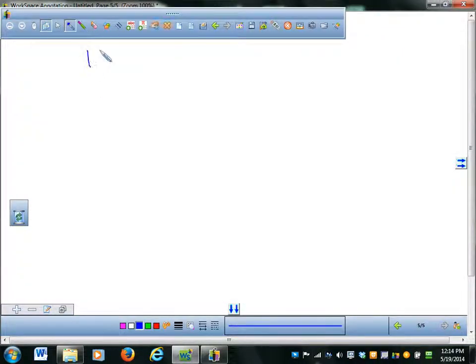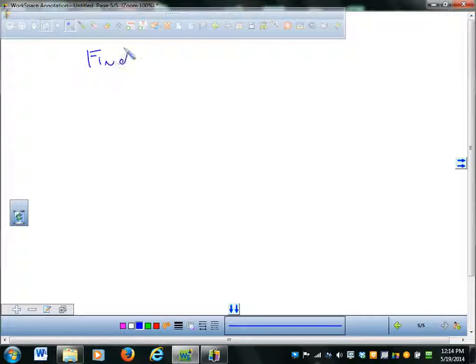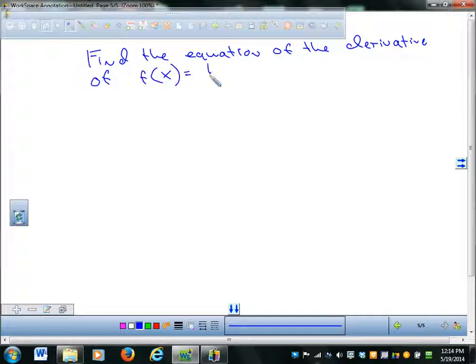Find the derivative of y, or f of x, equals 1 over x. So this one's a little bit different in that it's not a quadratic equation. You ready? This one's a little bit different, but you do the same type of deal.